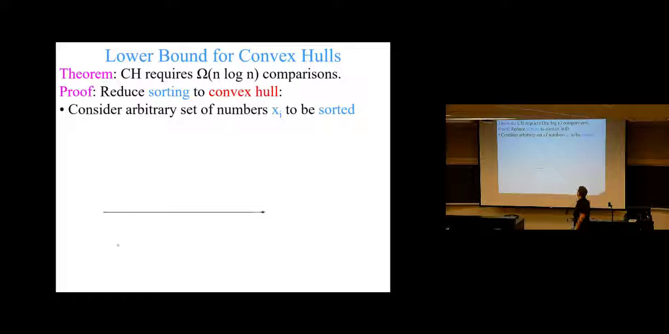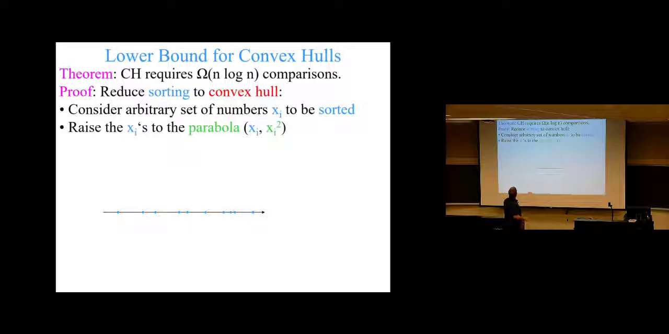How are we going to do this? Like this. Let's say you want to sort a bunch of numbers. So this is an instance of sorting: a bunch of random numbers on the number line. Arbitrary numbers, no assumption about what these numbers are. They're just arbitrary, n numbers on the number line.